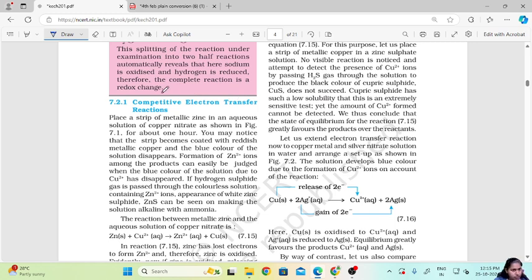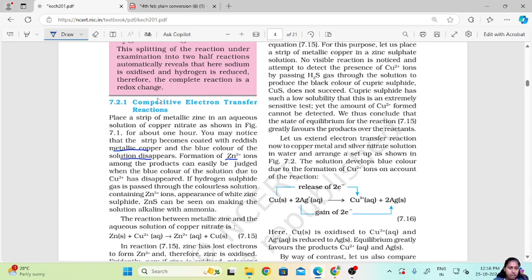Now, next is competitive electron transfer reactions. Place a strip of metallic zinc in an aqueous solution of copper nitrate. For about an hour, you may notice that the strip becomes coated with reddish metallic copper and the blue color of the solution disappears. Formation of Zn2+ ions among the products can easily be judged when the blue color of the solution due to Cu2+ has disappeared.